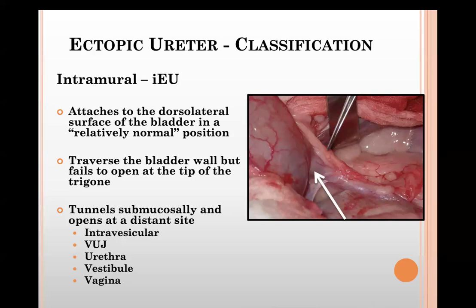The problem here is that the ureter attaches normally, it just fails as it traverses the wall to go completely through the mucosa and submucosa and open at the tip of the trigone. So instead, it goes through the wall and stays below the mucosa and submucosa, and tunnels or travels distally and opens in a distal site. In this picture, you can see the ureter coming through the lateral ligament. Once again, this ureter is quite large and it's attaching in a very normal position on that dorsolateral surface at the white arrow.